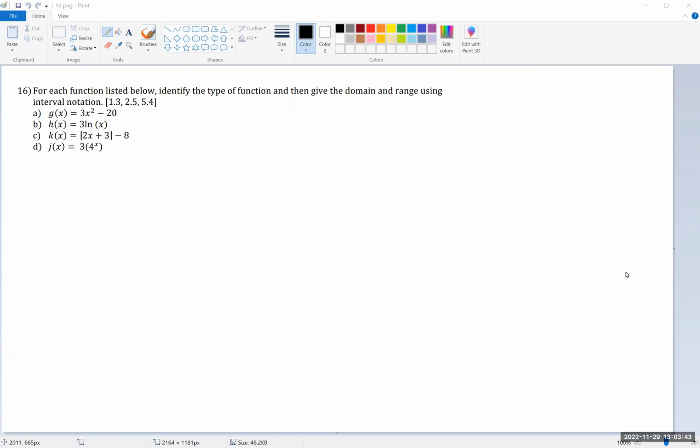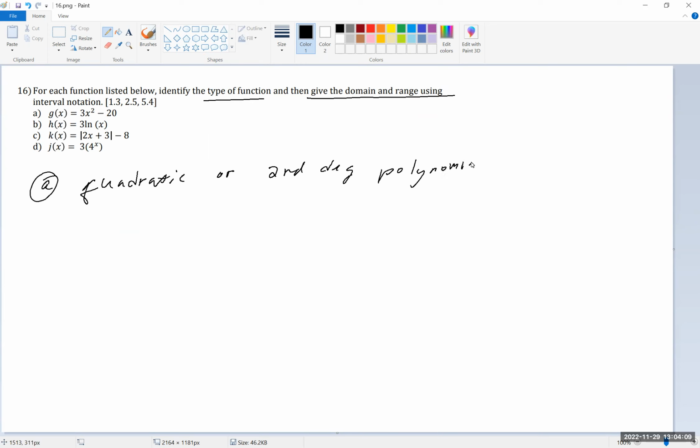All right, on this one, we're asked to identify the type of function and then give the domain and range using interval notation. So A, it's a quadratic, or you could call it a second degree polynomial. And we want the domain.